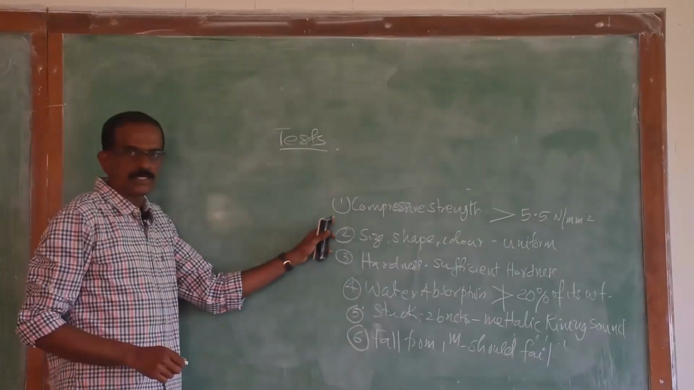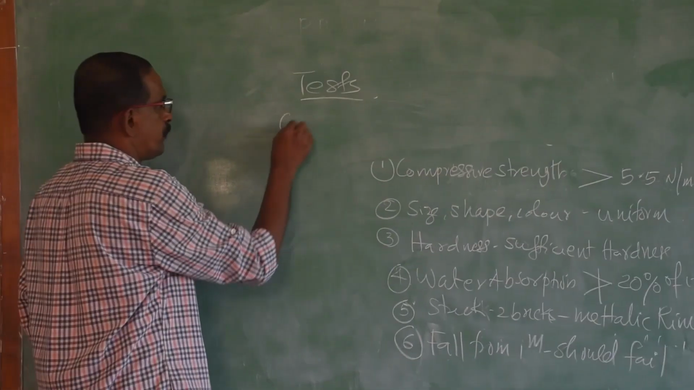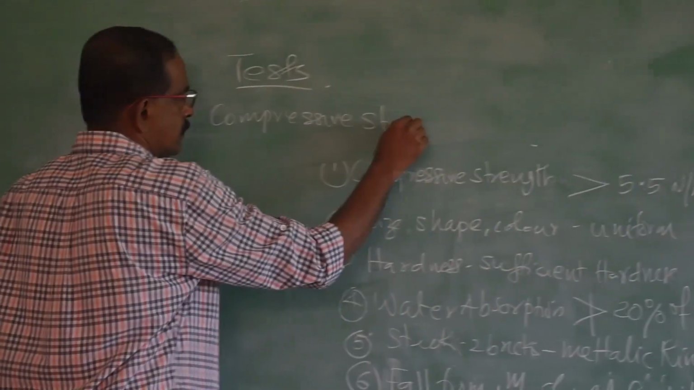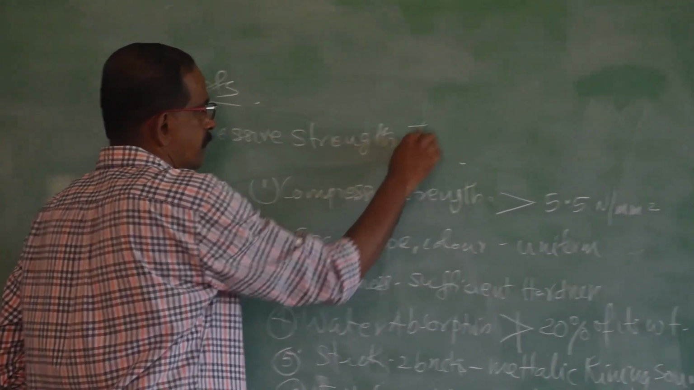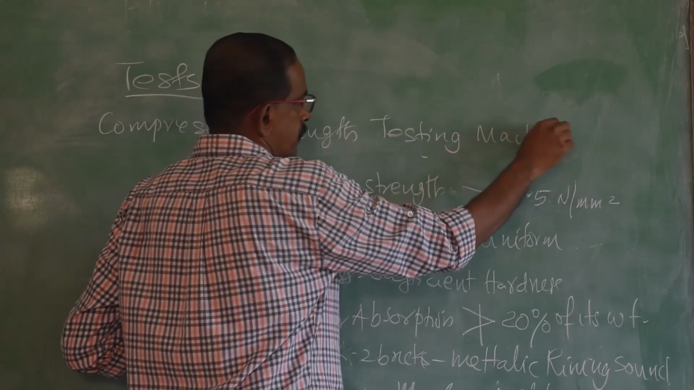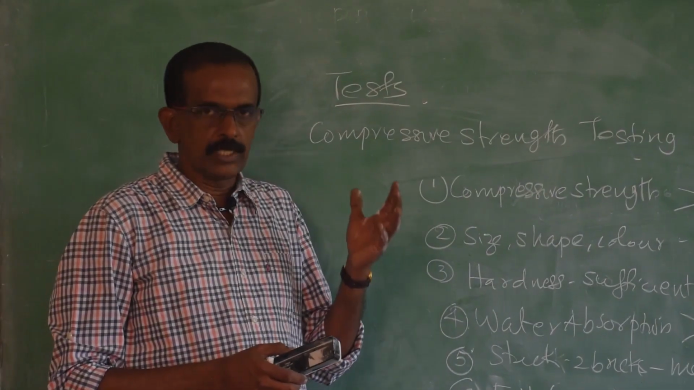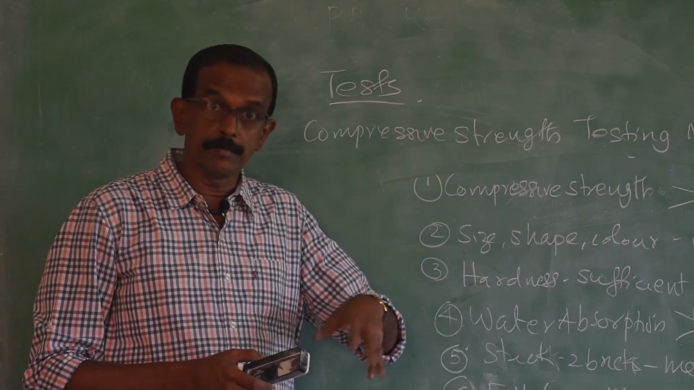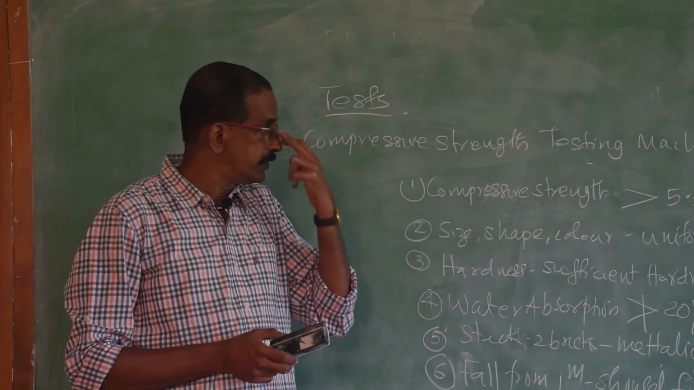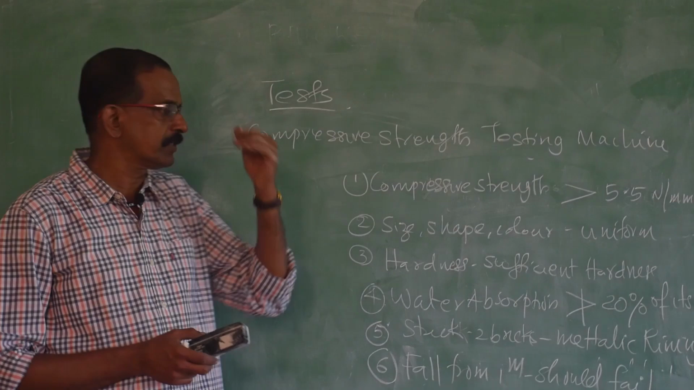First one, that is the compressive strength test, which is carried out with the help of a machine that is called the compressive strength testing machine. There are different types or varieties of machine which can be operated manually, as well as with the help of electricity, and nowadays digital display type machine is also available. We will go for the conventional type.